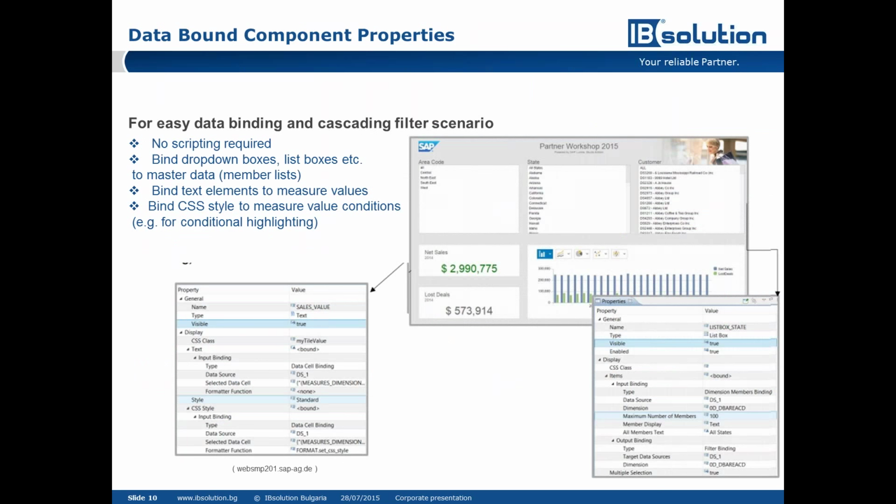One of the other features included in the template that we saw already is data binding of different components like list boxes and drop-down boxes. So we no longer need to write scripts to fill the drop-down box, for example. We can bind the UI element directly to the data source. We are also able to bind text elements to measure values, and bind CSS style to measure values for conditional highlighting.